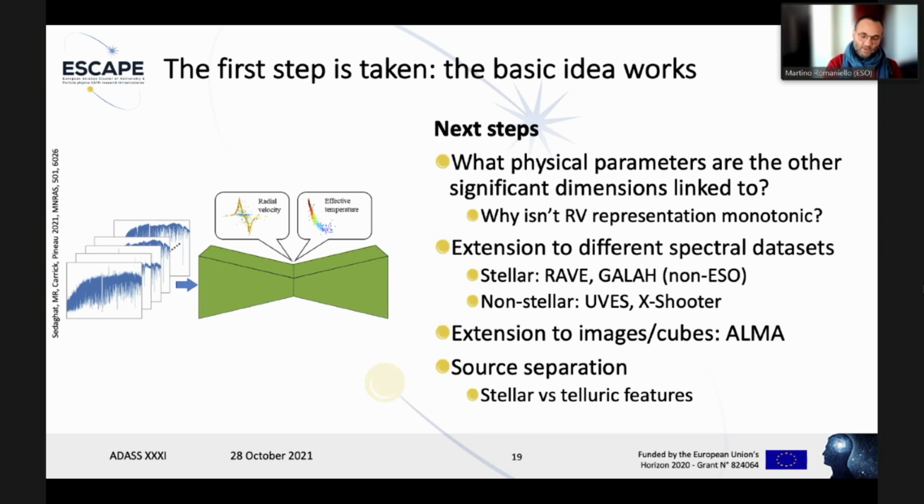The basic idea works. The network figures out that there's something important going on there, and it figures out some of the physical characteristics of the spectra. Some of them it doesn't. We're not exactly sure why. There may be several interpretations. So there's something we need to explore.